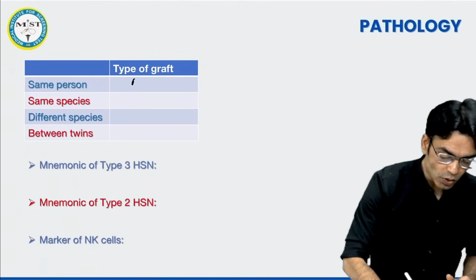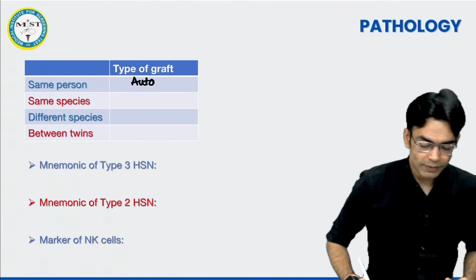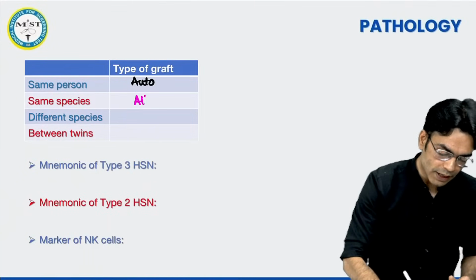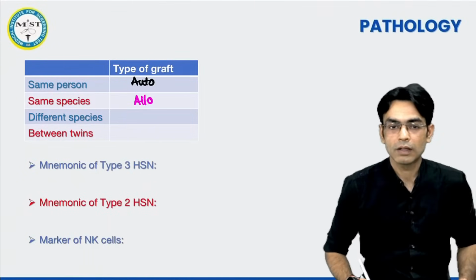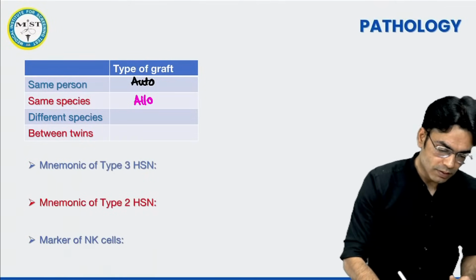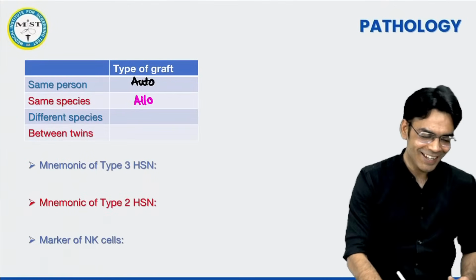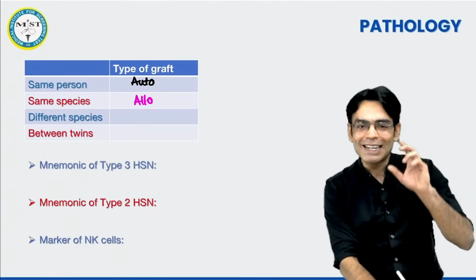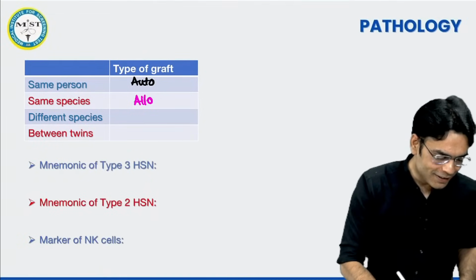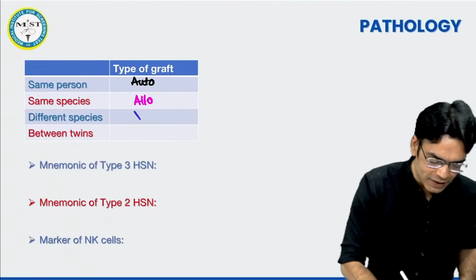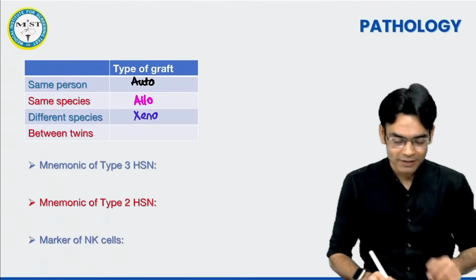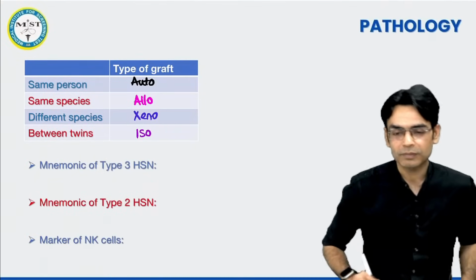Yes, it is auto. Same species. Yes, you are right. Allo. Different species. नहीं आदिल, अभी रुक जाए यार, अभी पानी के ढक्कन का अभी थोड़ी देर में करते हैं, ठीक है? अभी यहां पे आओ. चलो. Different species, it is xeno. And between the twins, this we know it's iso.